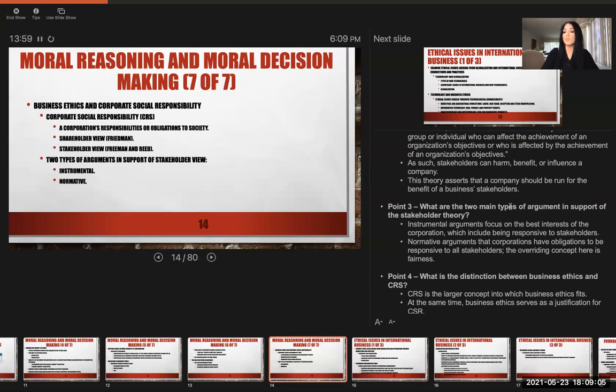And then what is the distinction between business ethics and the CSR? So the CSR is a larger concept into which business ethics fits. At the same time, business ethics serves as a justification for the CSR.